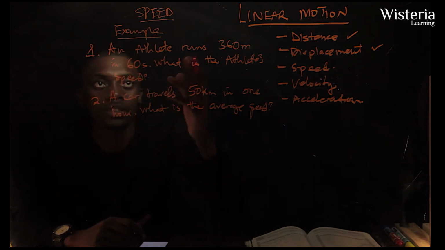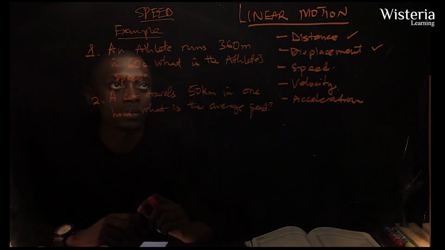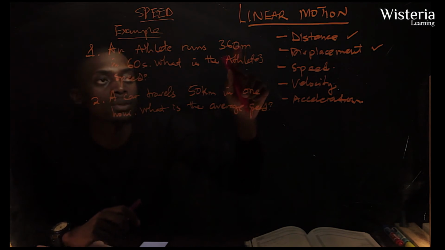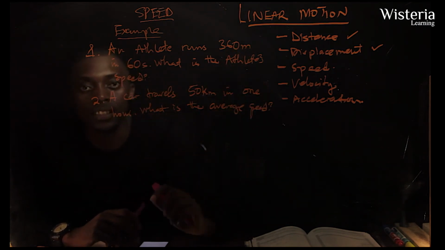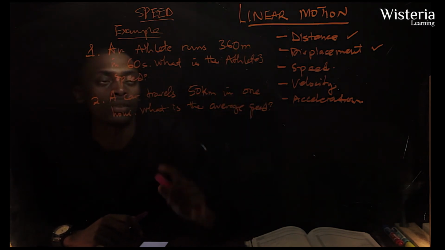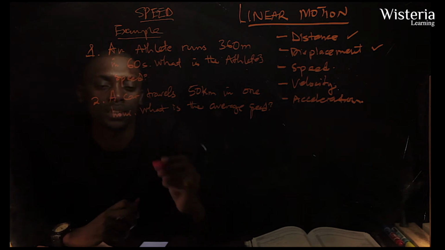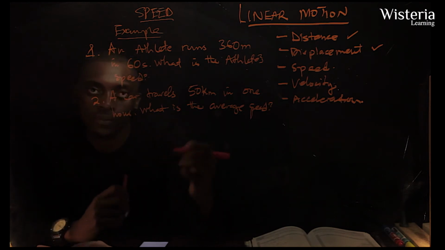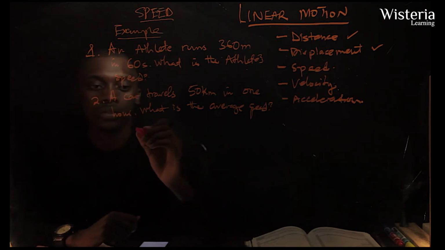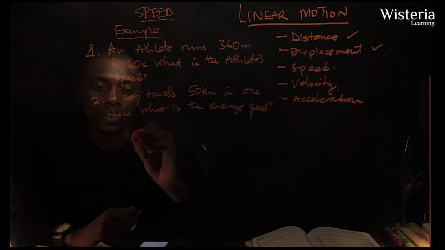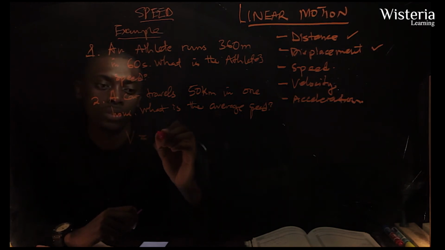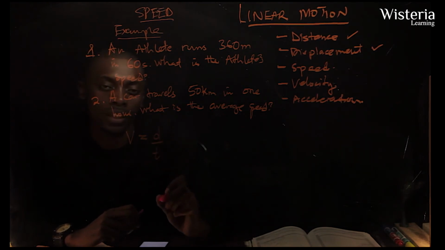The first one is where there's an athlete who runs a distance of 360 meters in 60 seconds. And then we are asked what is the speed of this athlete. So we understand that in order to calculate speed, you apply the formula. So the formula is V equals the total distance covered divided by the time taken.